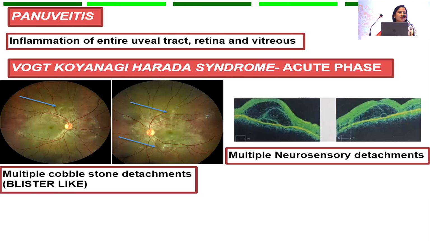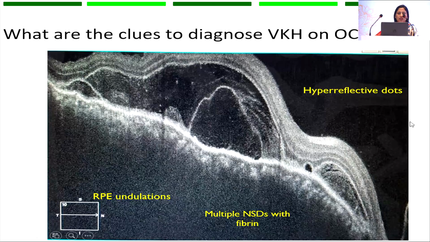The last disease that I'll talk about is VKH, which is the most common cause of panuveitis. It is actually not that rare, and when we see these typical blister-like detachments at the posterior pole, you do an OCT. This is the typical OCT with multiple neurosensory detachments. You should not miss that this is VKH. You will see hyperreflective dots, choroidal undulations, and multiple neurosensory detachments.